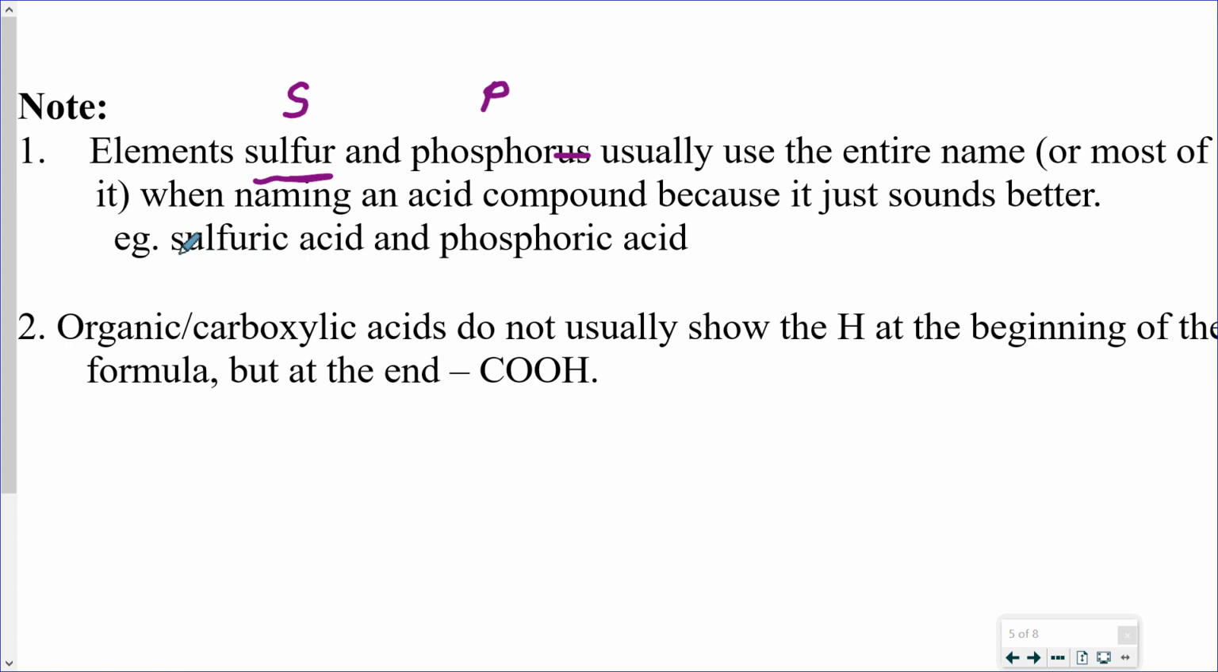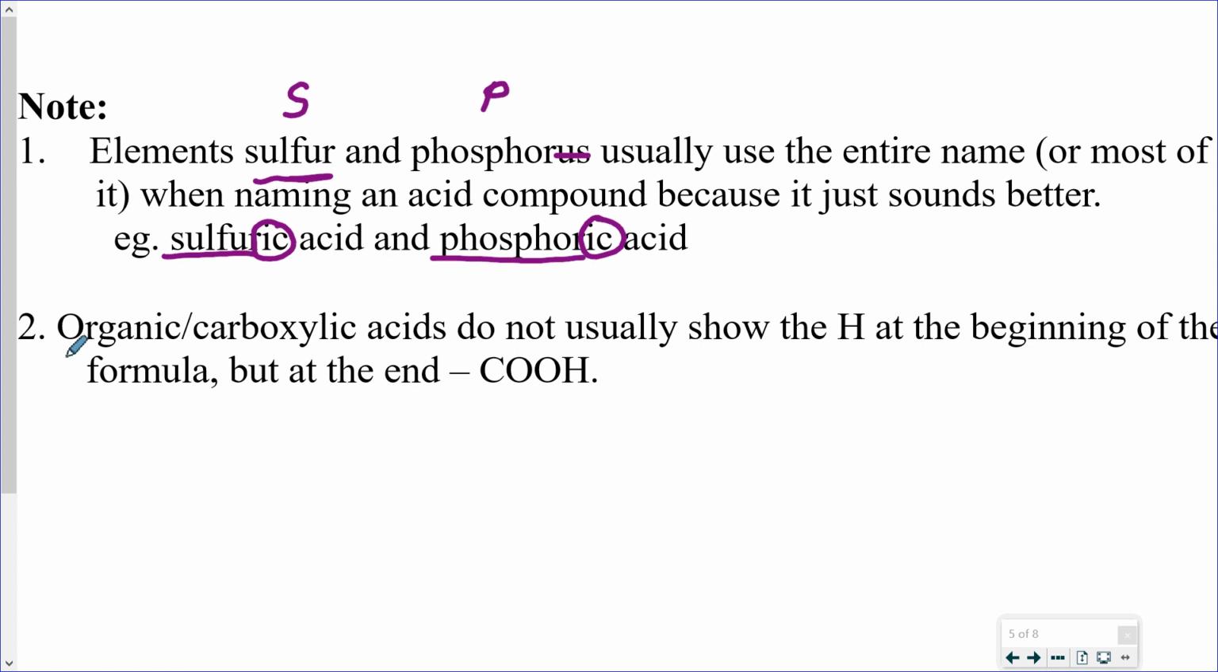So naming sulfuric acid, we use the full name sulfur, just add in IC and acid. Phosphoric acid, everything except for the US. Add in the IC and acid.